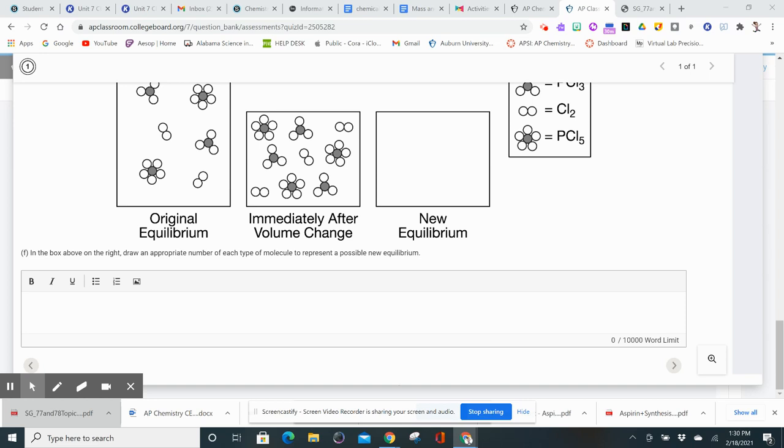I think that's really the only problem that you will have to use a RICE table on, that free response question. The other ones, you can use it if you want to, but you don't necessarily have to.